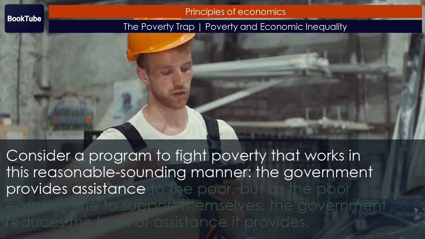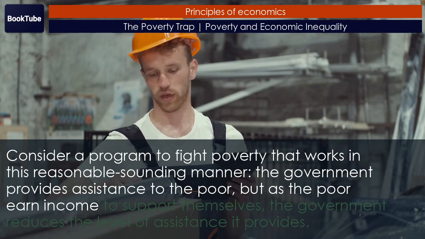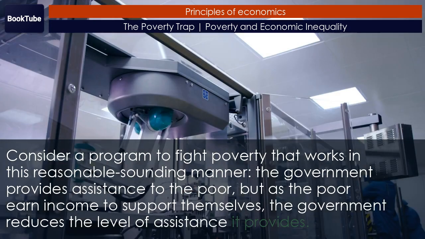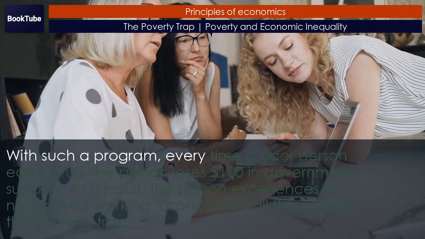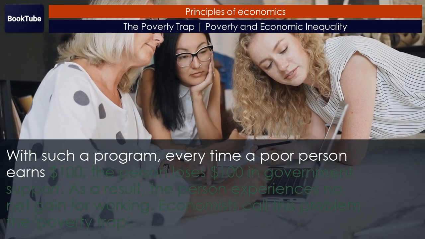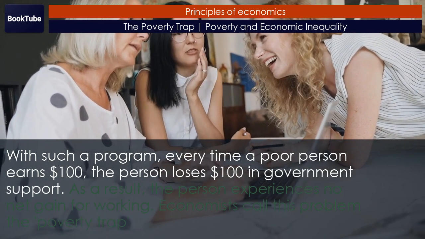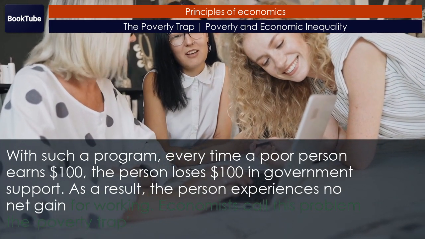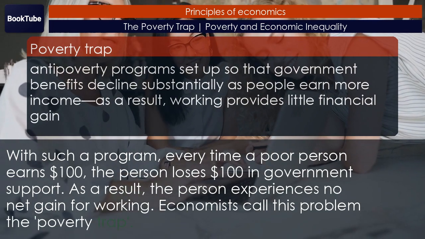The government provides assistance to the poor, but as the poor earn income to support themselves, the government reduces the level of assistance it provides. With such a program, every time a poor person earns $100, the person loses $100 in government support. As a result, the person experiences no net gain for working. Economists call this problem the poverty trap.